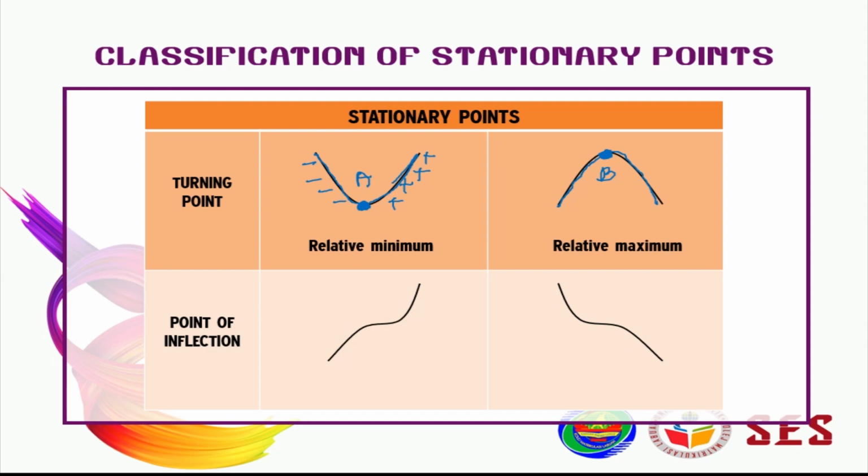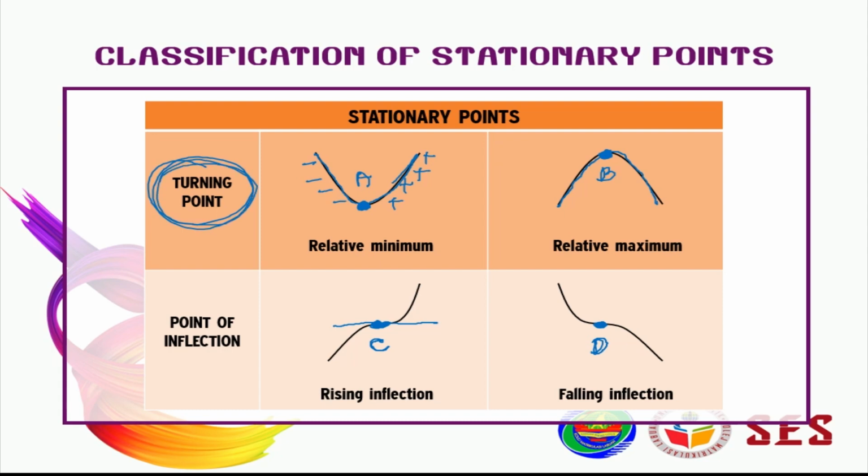The next type of stationary point is the point of inflection. Here is where your dy dx equals 0, because your tangent is going to be like this. I name this point C, and this one over here is the stationary point for this graph. The first one is called rising inflection and the second is falling inflection. But in this chapter, you are going to focus only on this type of stationary points, which is also known as relative extremum.